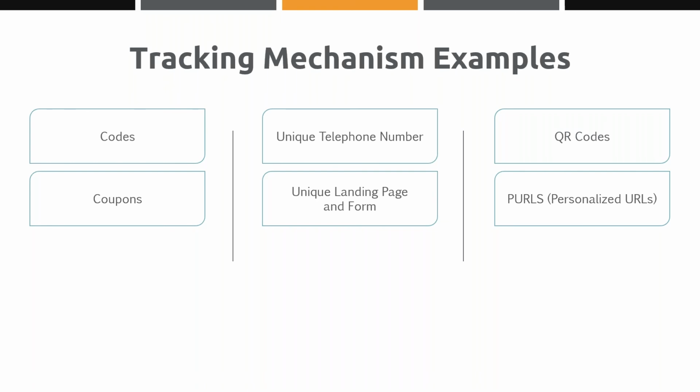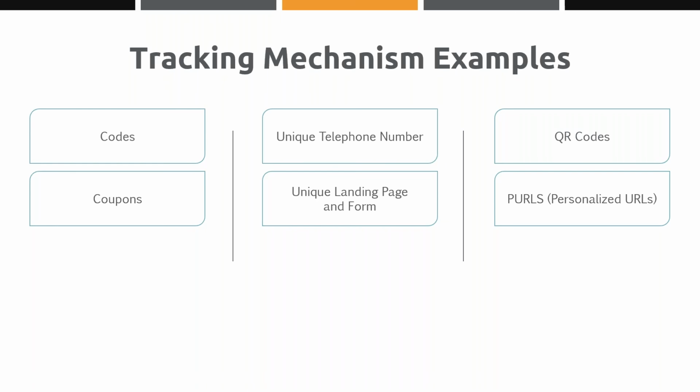And if the response is, "I received your mail piece," the next step for your team would be to ask, what is the code on the back of the mail piece? That's going to help you be aware of the fact that those responses were directly related to your direct mail initiative. Another one is a coupon.